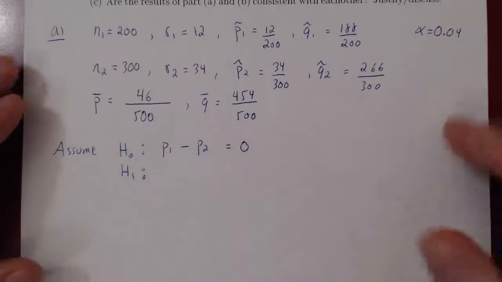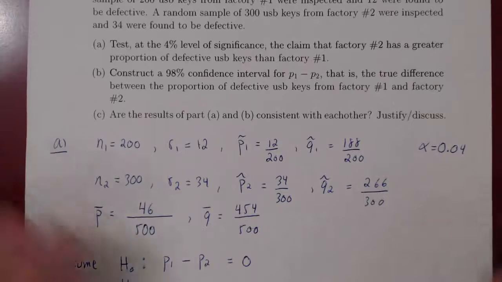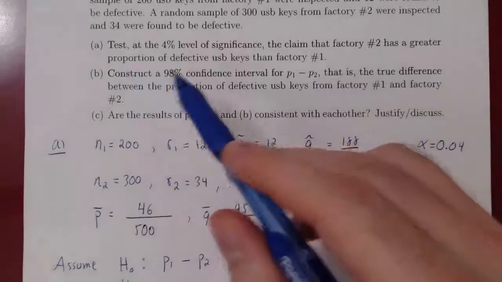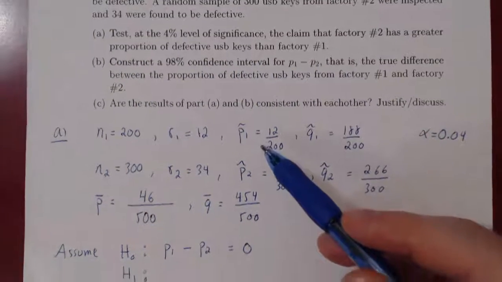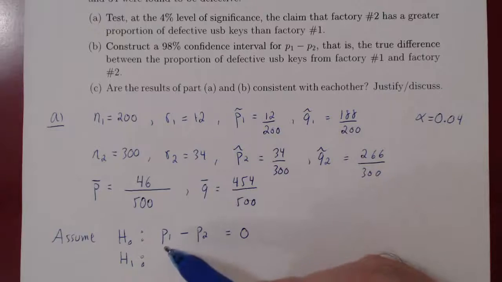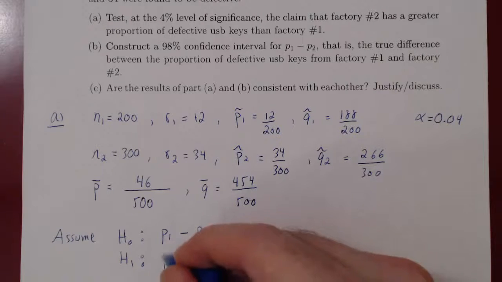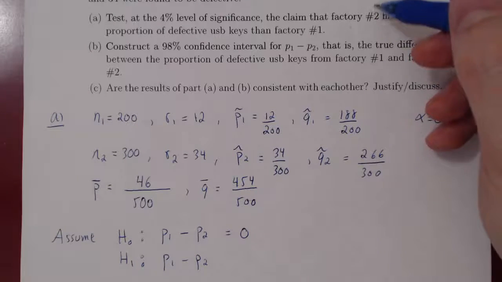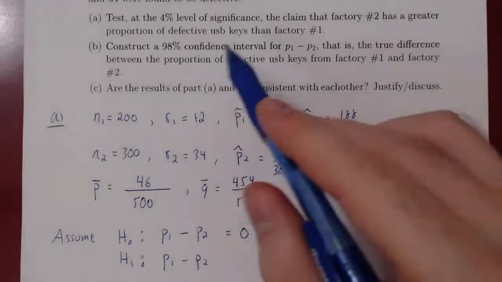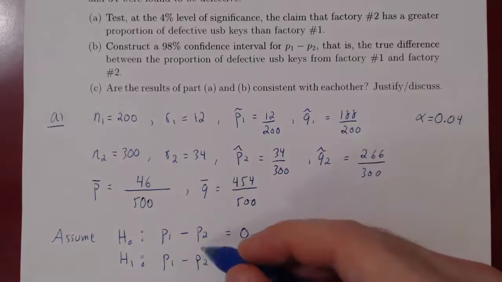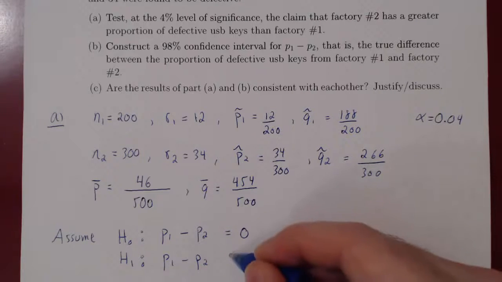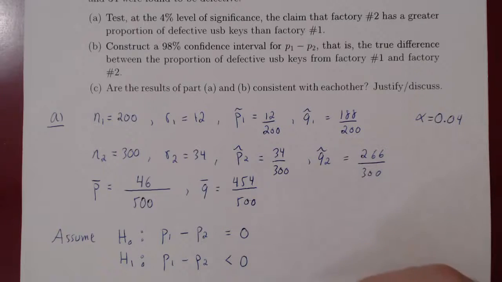And in H1, what is the claim that we're trying to test? We want to test the claim that factory number 2 has a greater proportion of defective USB keys than factory number 1. Well, think about it. We are considering P1 minus P2. If the claim is that factory 2 has a larger proportion of defective USB keys than factory 1, then P2 would be bigger than P1. But if P2 is bigger than P1, P1 minus P2 will be negative, therefore less than 0.